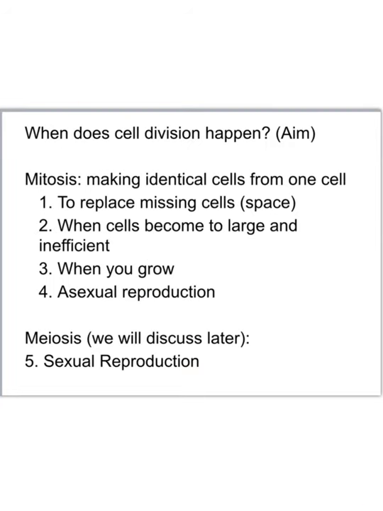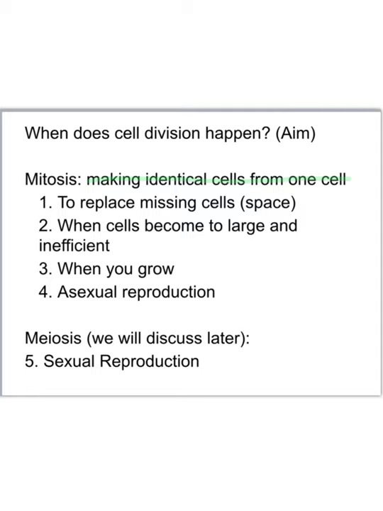So yesterday we looked at the cell size lab, and we looked at why cells are as small as they are. And we also tried to answer this question of when does cell division happen? There are a couple reasons when cell division could take place. First of all, an overview is that we are talking about a process called mitosis. And mitosis, as you guys can see here, is making identical cells from one cell. And this could happen for a variety of reasons.